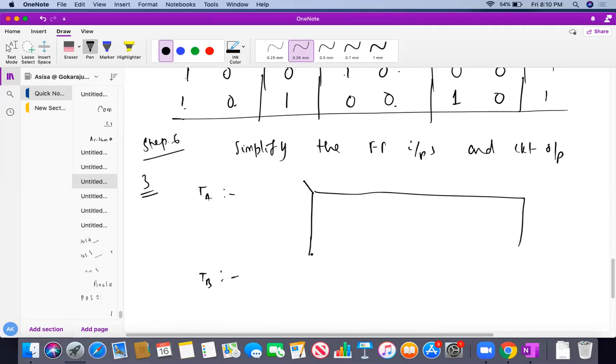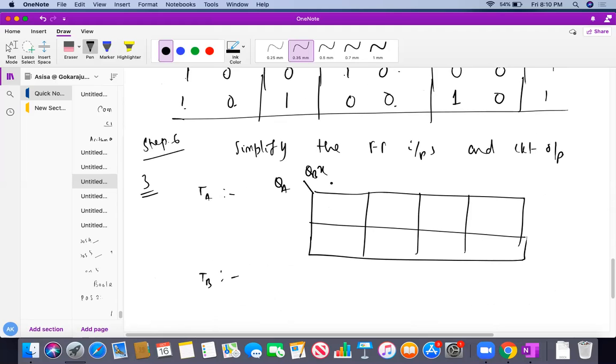Very simple. QA, QB, X, so it requires 8 cells. I have just drawn the 8 cells. These are my QB bar X bar, QB bar X, QBX, QBX bar, and this is my QA bar, QA. And we know the minterm positions 0, 1, 2, 3, 4, 5, 6, 7.